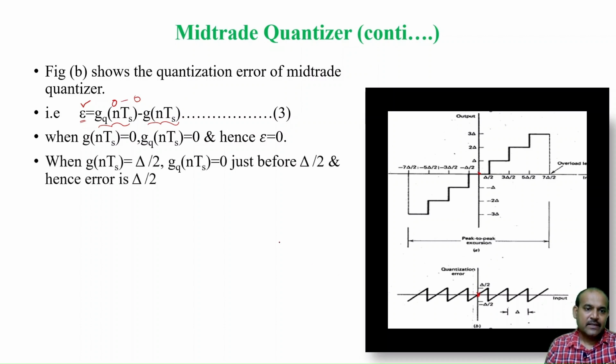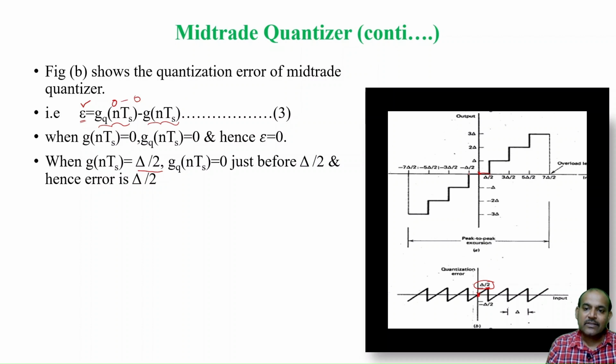Next, when your input is delta by 2 or less than that, your output is quantized to 0. Therefore the difference is delta by 2 minus 0, so you get the maximum value, that is delta by 2. When your input and output are the same, the error is 0. When your input and output have a difference, delta minus delta by 2, you get delta by 2 as the error.